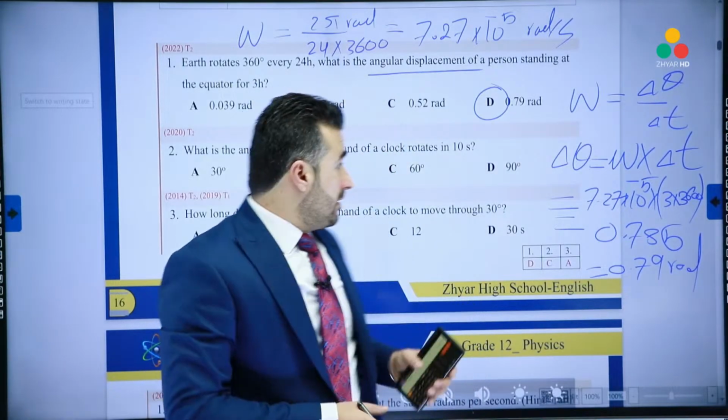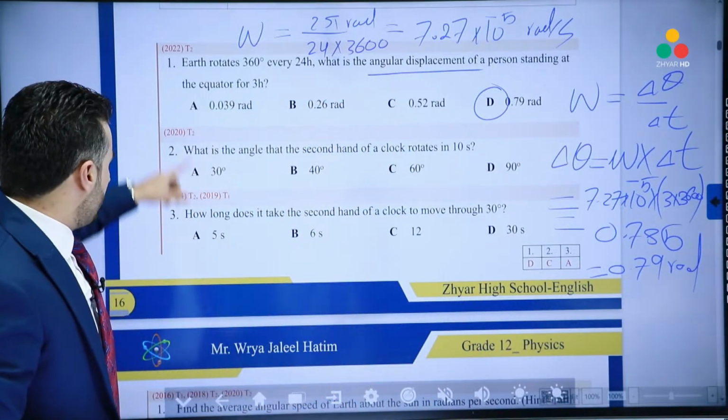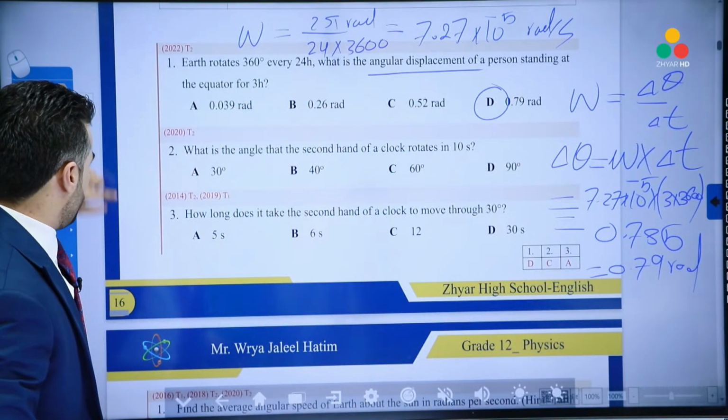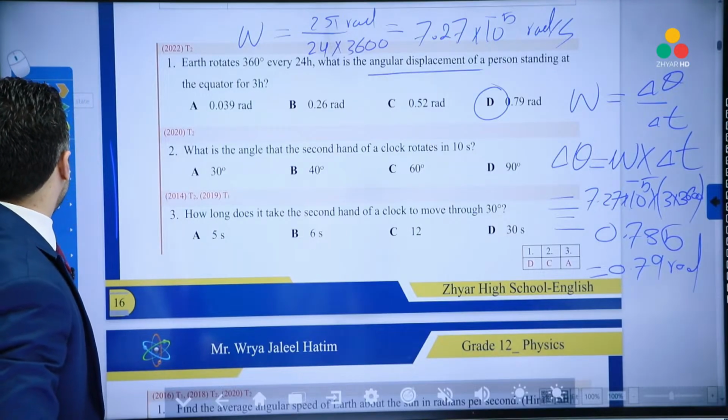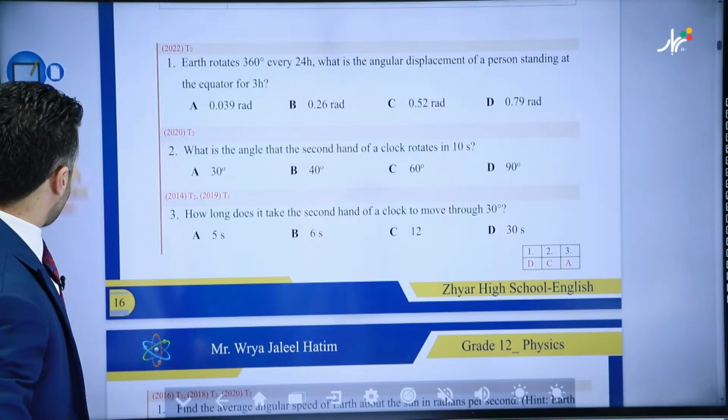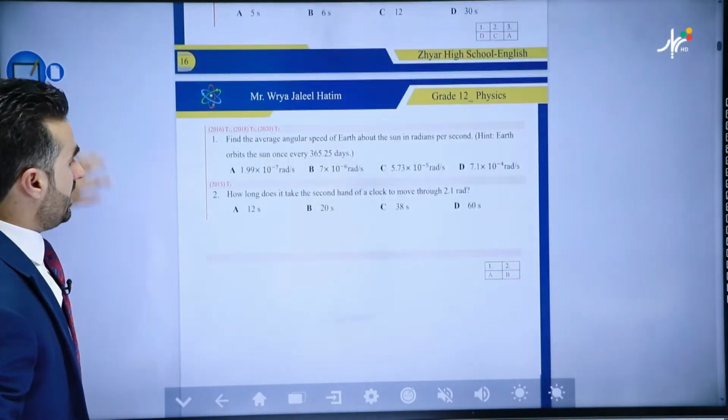Okay, that's all for today. By the way, you can solve the rest of the questions. I believe these are pretty easy. With a little bit of practice, of course, you could do them very easily.